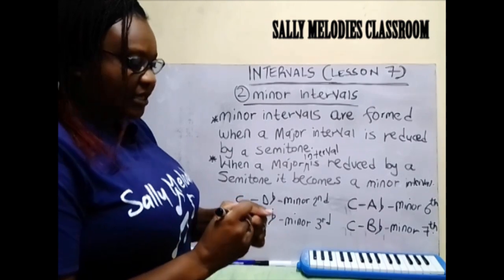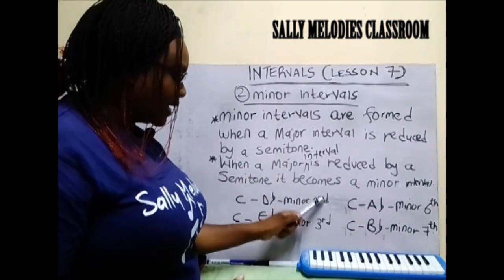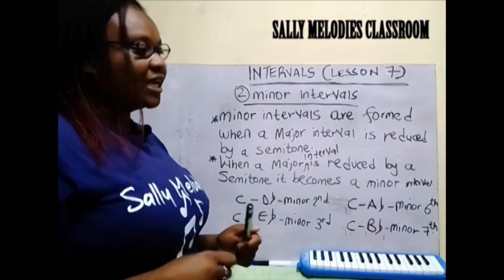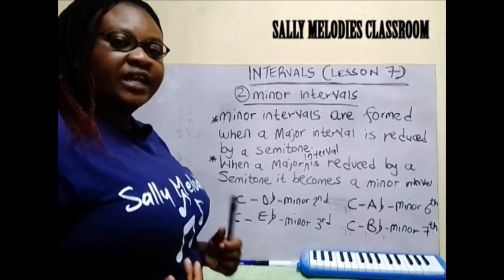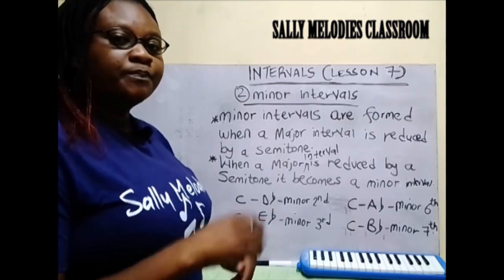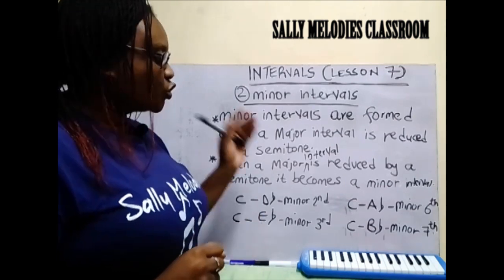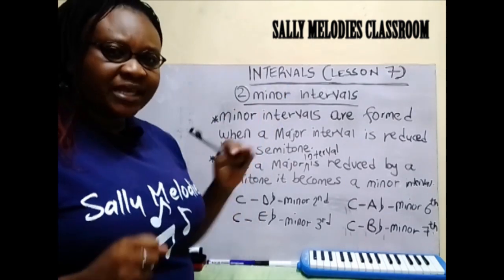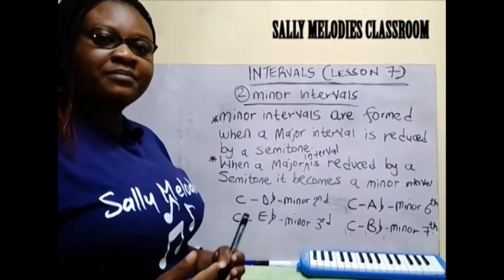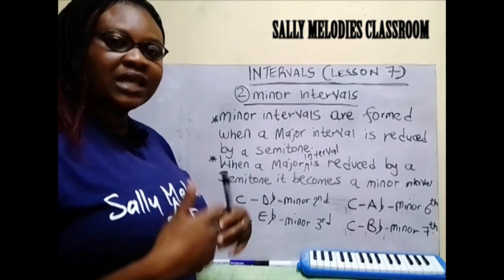What do we mean? In the major intervals, we had a second, a third, a sixth, and a seventh. And we calculated even the number of tones or semitones that are supposed to be there to make it a complete major interval. So we are saying, when any of those same majors is reduced by a semitone, automatically it becomes a minor.